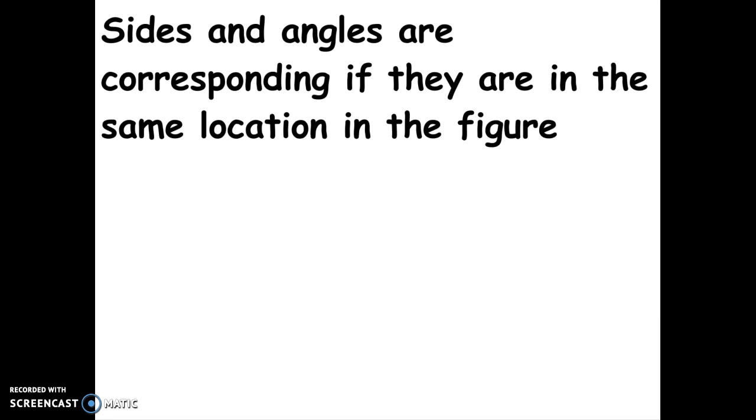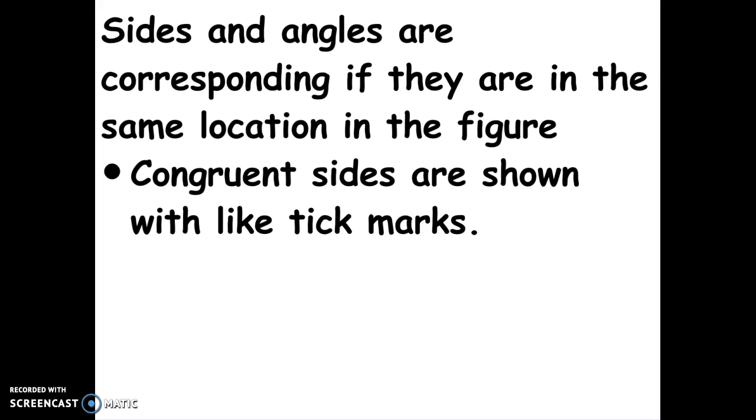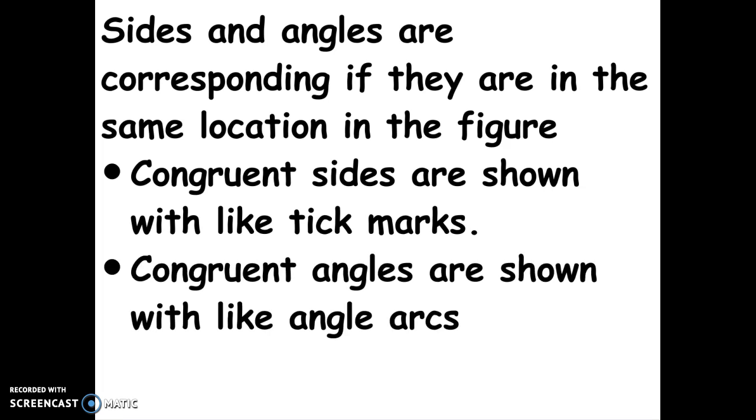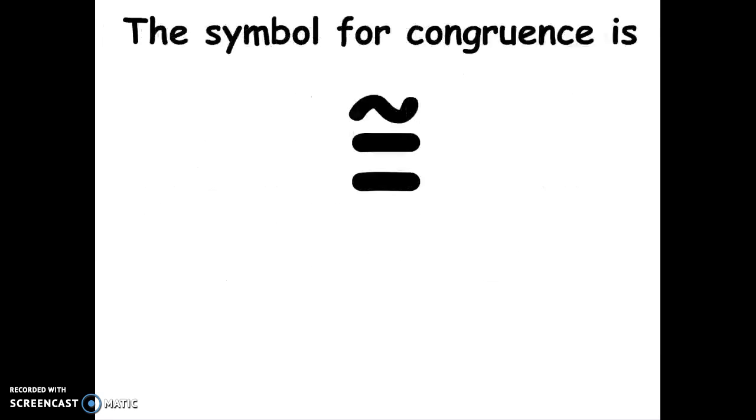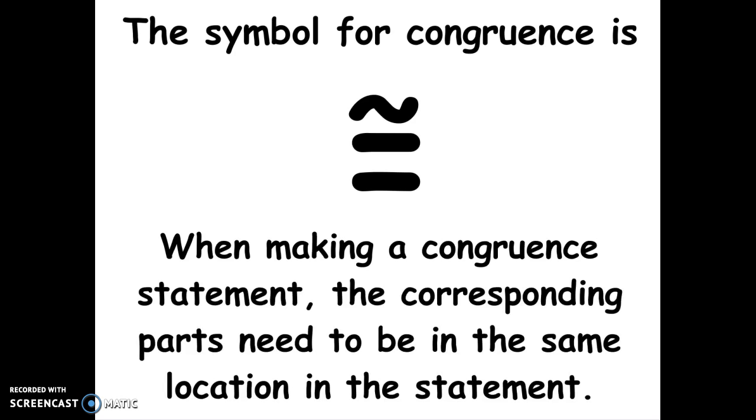Sides and angles are corresponding if they are in the same location in the figure. Congruent sides are shown with like tick marks, and congruent angles are shown with like angle arcs. This is the symbol for congruence. When making a congruent statement, the corresponding parts need to be in the same location in the statement.